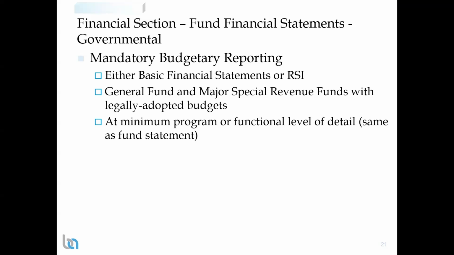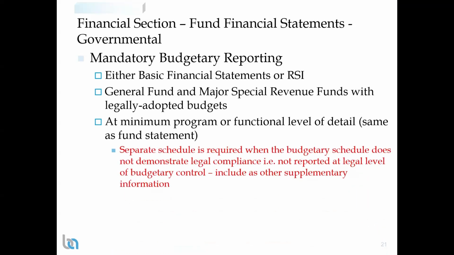At minimum, it needs to be done at the functional level, same as the financial statements. If you're not showing your budgetary schedule at the level of compliance needed, then you would need to include a supplementary schedule that shows that level of compliance. For example, your financial statements say expenditures for public safety, and public safety includes police and fire department, for example. But the budgetary level of control is at the department level.